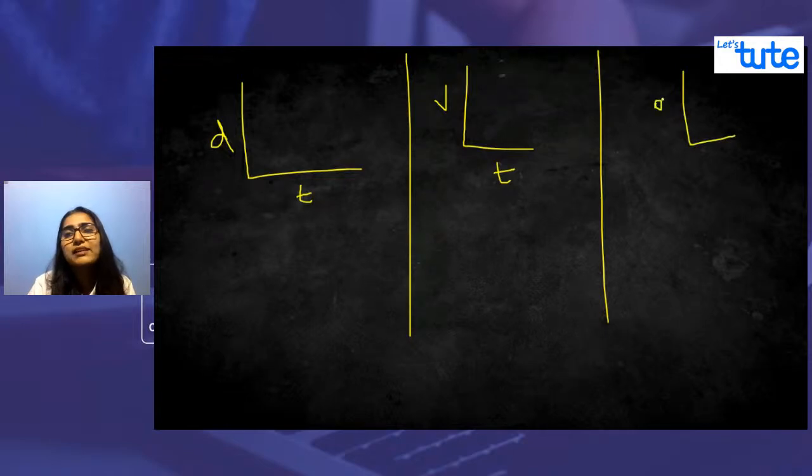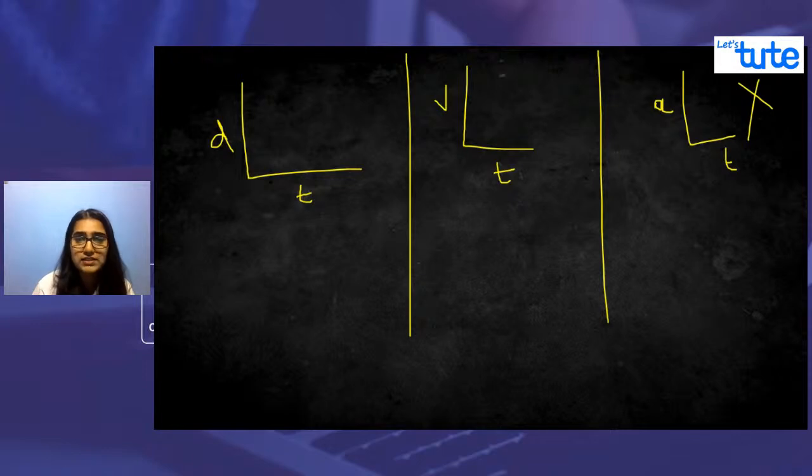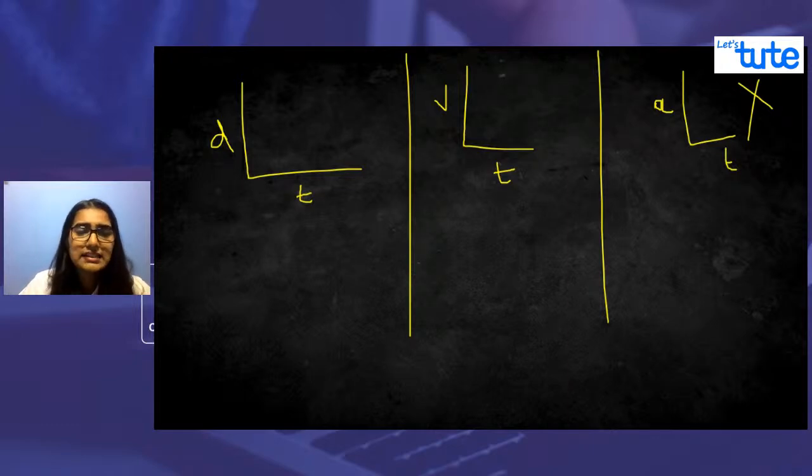Now you're lucky, because they don't ask acceleration time graphs that much. Distance time graphs and velocity time graphs, they'll ask you a lot of questions, but acceleration time graphs are something which they don't ask much.